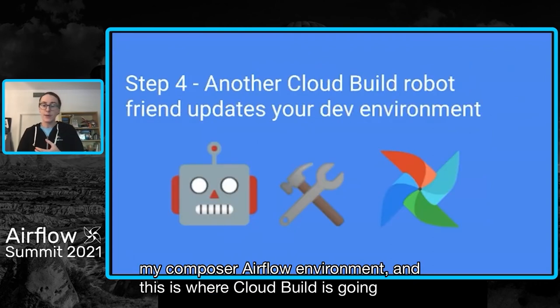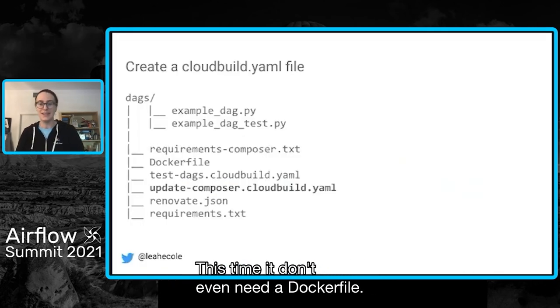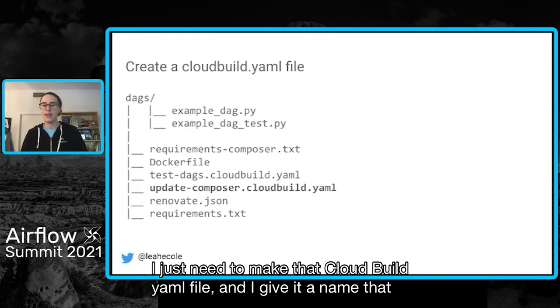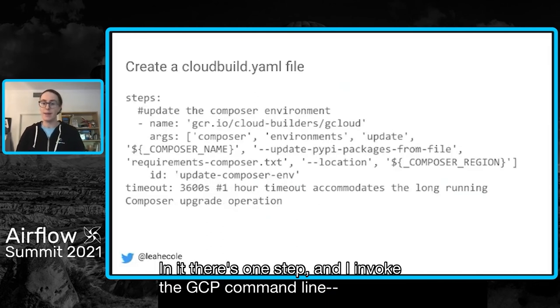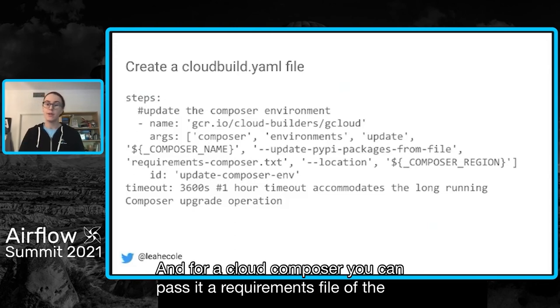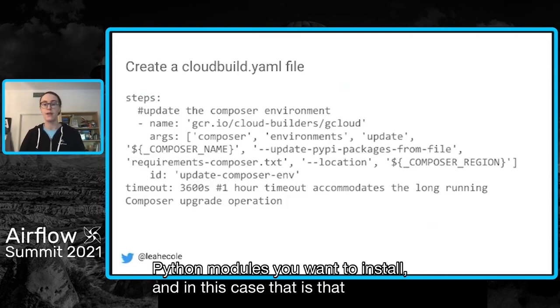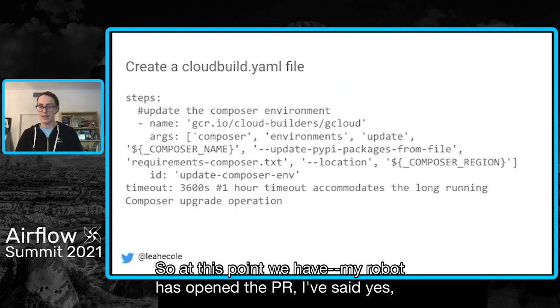environment. And this is where Cloud Build is going to come around again, only it's another instance of Cloud Build. This time, I don't even need a Docker file. I just need to make that Cloud Build YAML file, and I give it a name that shows me what it's doing, which in this case is updating Composer. In it, there is one step, and I invoke the GCP command line command that updates a Composer environment. And for Cloud Composer, you can pass it a requirements file of the Python modules you want to install. And in this case, that is that requirements-composer.txt file.